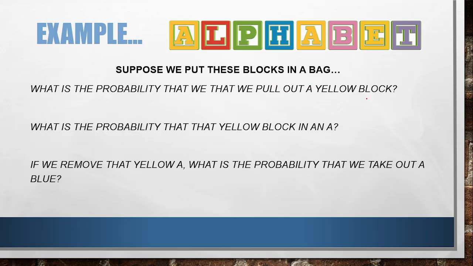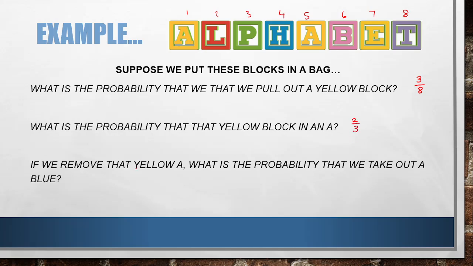Okay, let's look at this other example. So now they've mixed colors and they've mixed letters. Suppose we put these blocks in a bag. What is the probability that we pull out a yellow block? Well, how many blocks do we have? 1, 2, 3, 4, 5, 6, 7, 8 blocks. And 3 of those blocks are yellow, so it's going to be 3 over 8. What is the probability that a yellow block is an A? Well, we've only got 3 yellow blocks. So the probability of a yellow block being A is going to be 2 over 3.